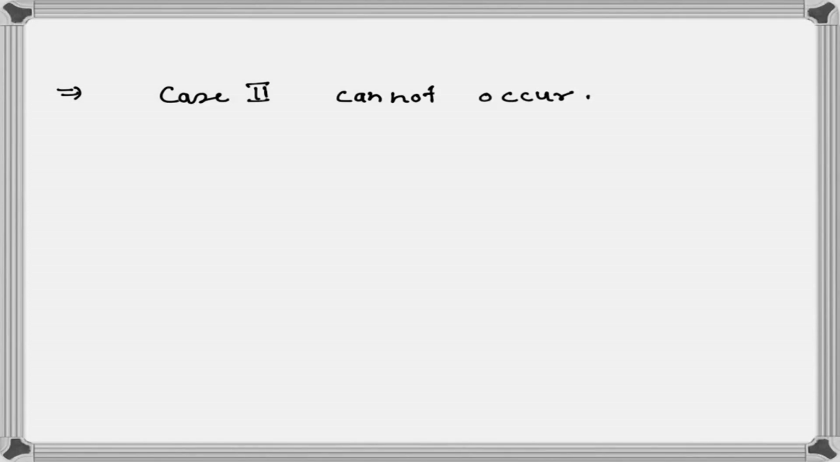Because if it occurs, then we reach a contradiction. So this implies that the determinant of M square plus MN square is 0, as concluded under case 1. So the first part is done. Okay, so what is the second part?